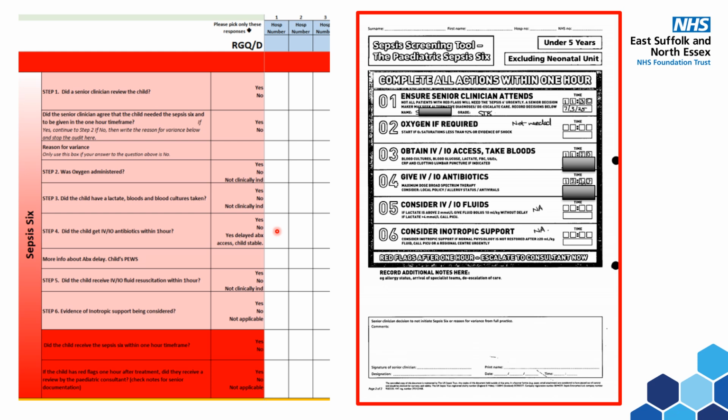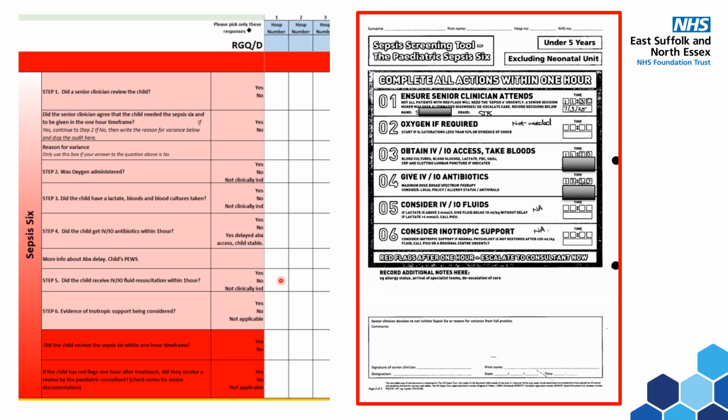So if that's the decision that the senior clinician has made, then they need to have documented in here or in the medical notes that that is what they're doing. So then for these children, it's acceptable that you say that yes, they did give the antibiotics, but they were delayed, but the child has access issues, but the child was stable. You might want to document a little bit more information in this free text box about that too.